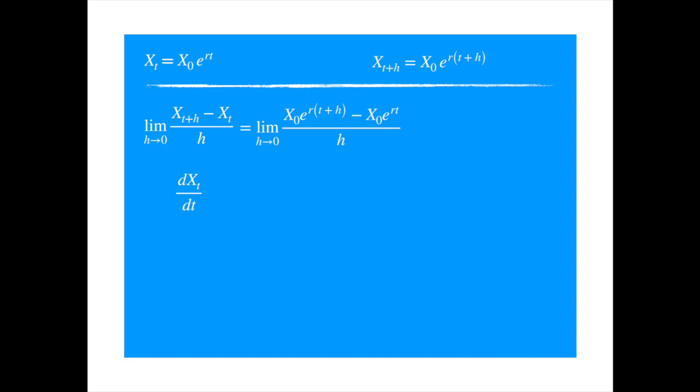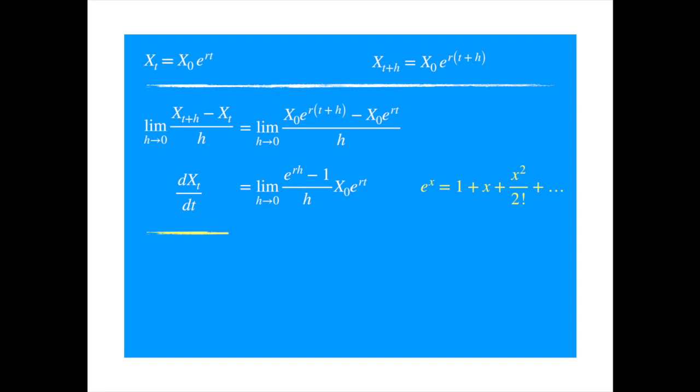Now on the right hand side, we can factor out the common term, which is x0 times exponential of rt. Now let's recall the series expansion of e to the power x. This is just the Taylor series approximation of e to the power x around 0, by the way.